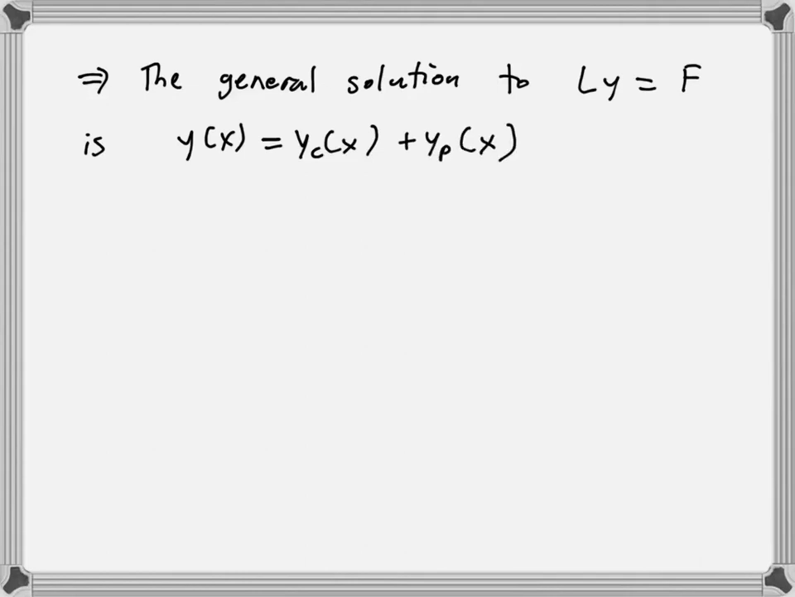you just take the complementary. This is the solution to the homogeneous, and then you take any particular solution and you add them together. Or another way to write it is just in shorthand, YC plus YP, okay? So this is how you build the general solution to a non-homogeneous: you find all the solutions of the homogeneous, and then you find any particular solution of the non-homogeneous, and then you add those together, and that gives you the general solution to the non-homogeneous.